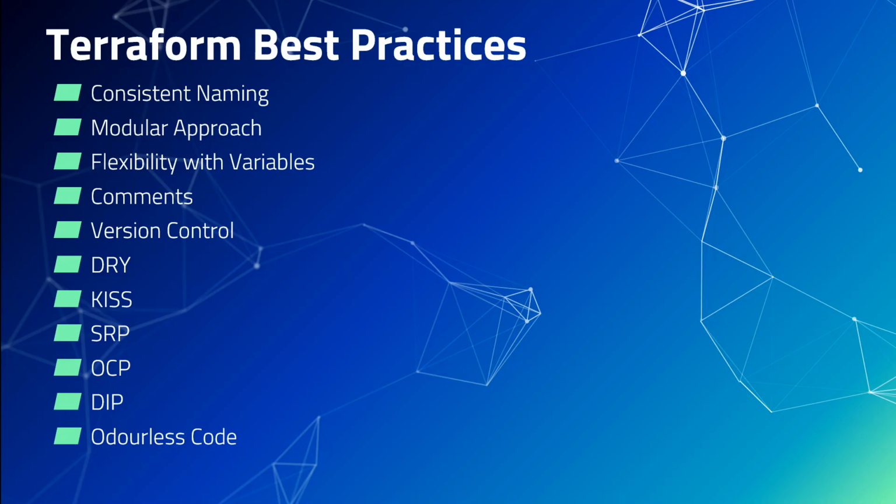First principle is SRP, or Single Responsibility Principle. SRP states that a module or function should have only one responsibility. In any HashiCorp Terraform project, you can use Terraform modules to define a set of resources that have a singular purpose. Second principle is OCP, or Open Closed Principle.